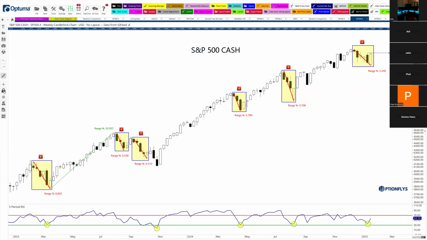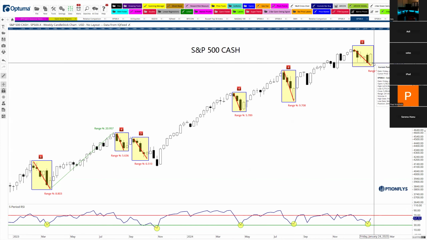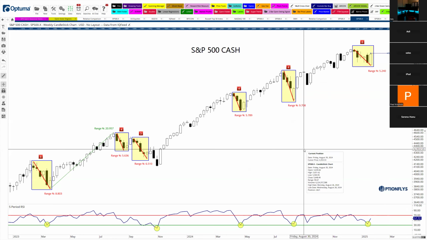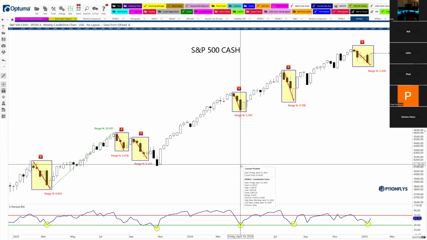So now, in order to make a higher weekly bar, we need to break this high, 6,014. That was the high yesterday that we made. So where would you bet?